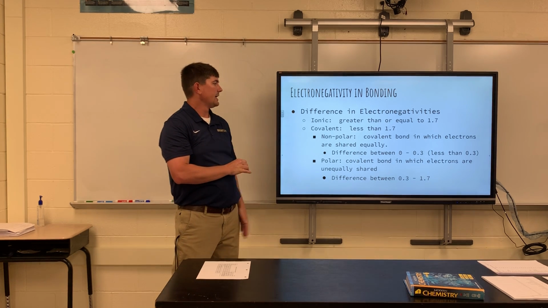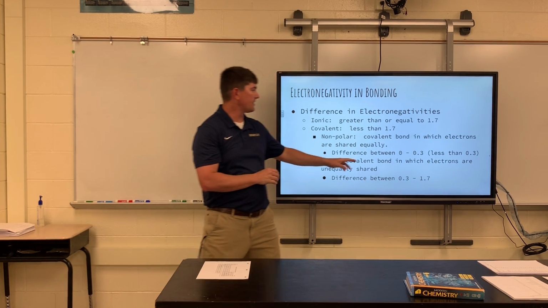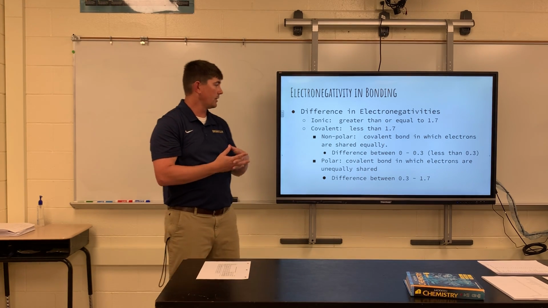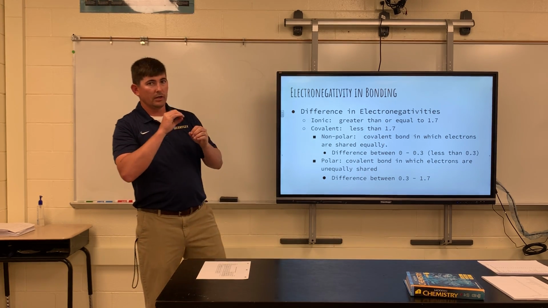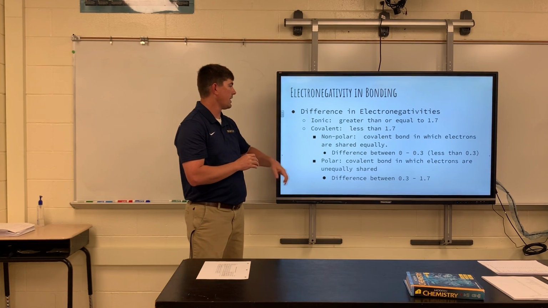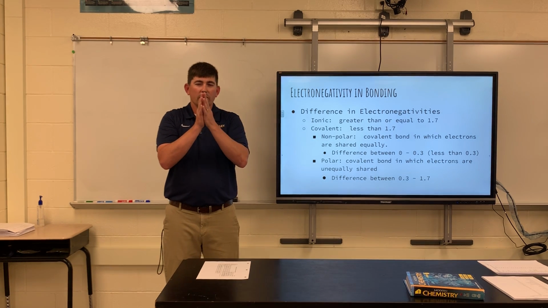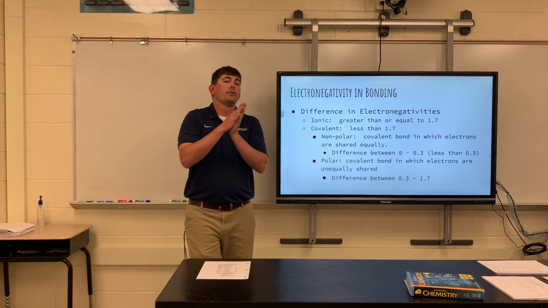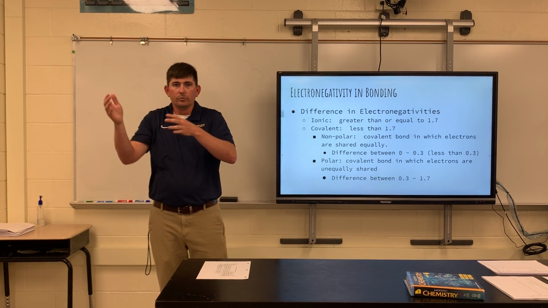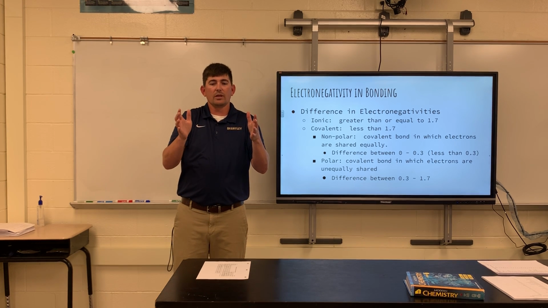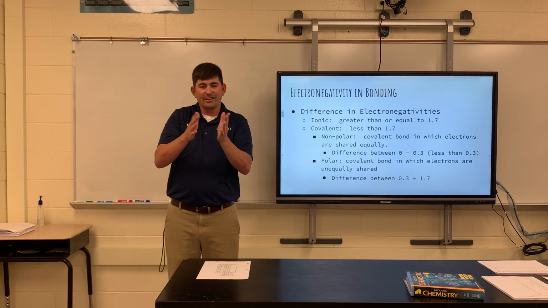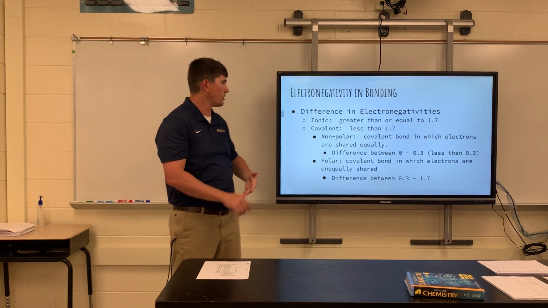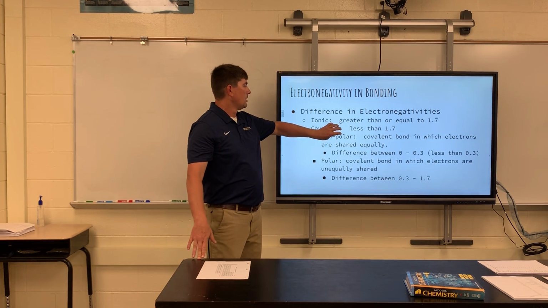The difference in electronegativity being anything from 0 to less than 0.3, we would say that's nonpolar. So 0 means there's a dead equal sharing of electrons. The 0.1, 0.2 range, up to 0.3, says there is a slight unequal sharing of electrons, but not really enough to say there's an unequal sharing. So we consider all that to be nonpolar.